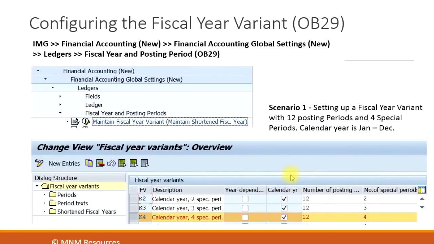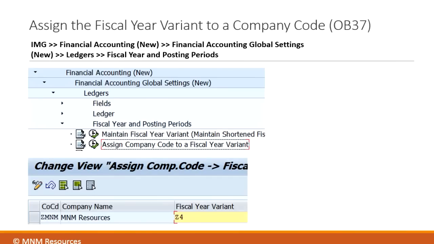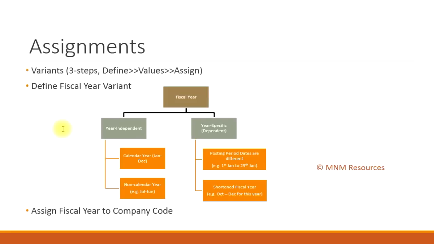We saw some examples configuring a fiscal year variant. I've given some of the screenshots for your reference. And we also saw how to assign the fiscal year variant to a company code. Those are mainly the two configurations you will need to know in this presentation. So let's look at the assignments for this presentation. We saw the variants, the three-step process in creating a variant: defining the variant, assigning the values to the variant, and assigning to an object. You also know the advantage of having a variant is easy maintenance.